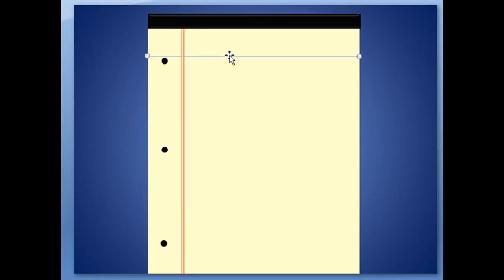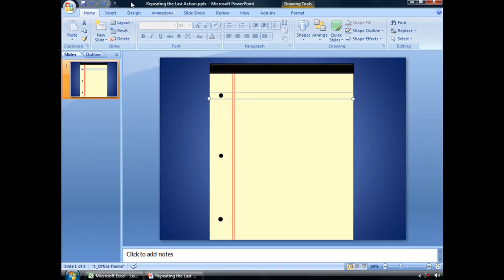Well, I could use the keyboard shortcut Control and then click and drag to draw additional lines, but then I'd have to do that every single time I wanted a line on this piece of paper. Or I could use the Repeat Last Action button, which is on your Quick Access toolbar in PowerPoint.